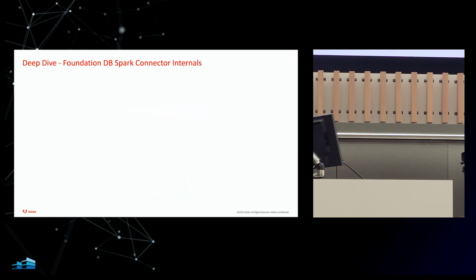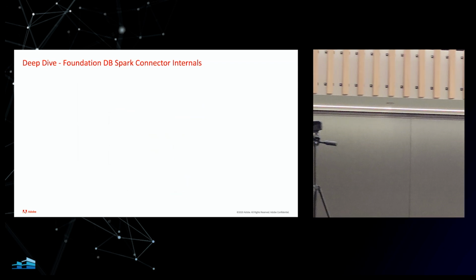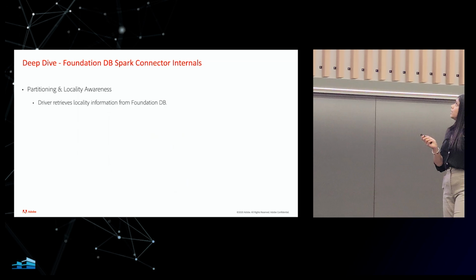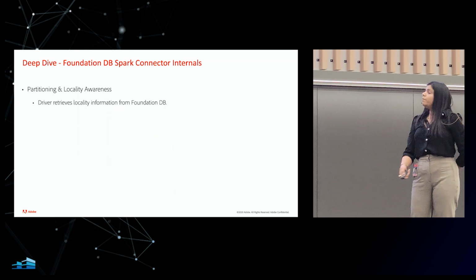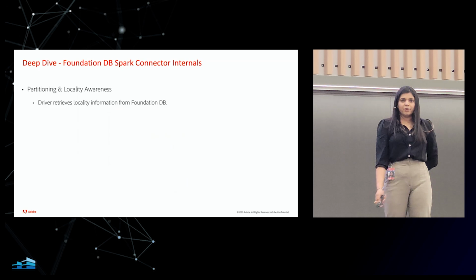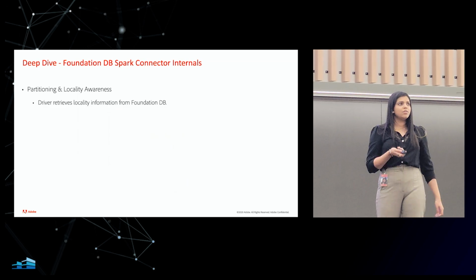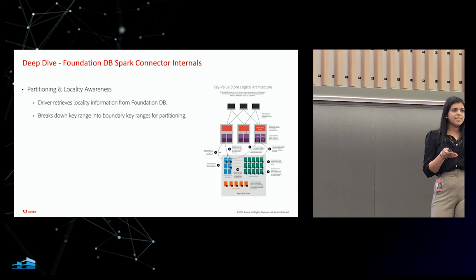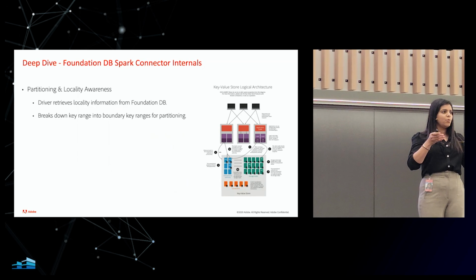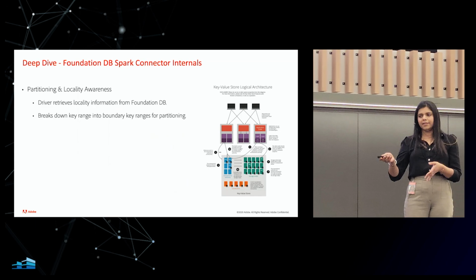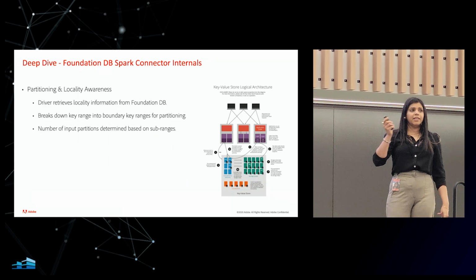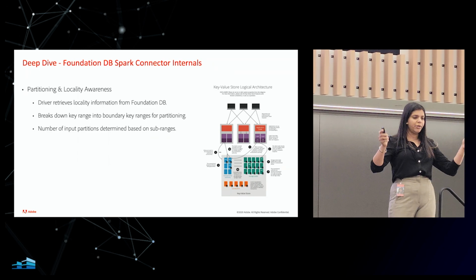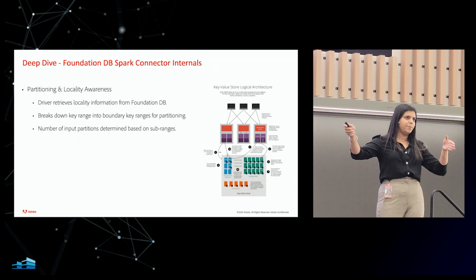Right. So now let's deep dive into one of the first stages, which is partitioning and locality awareness. Since the driver is able to figure out the locality information from FoundationDB, and they pretty much know the physical address of those keys, they can then decide and break down those range keys into boundary keys. And that's what will govern the input partition where I'm scanning the data from. The number of input partitions is determined by the number of key ranges. So you can imagine there's a one-to-one mapping between the key range and Spark input partition.